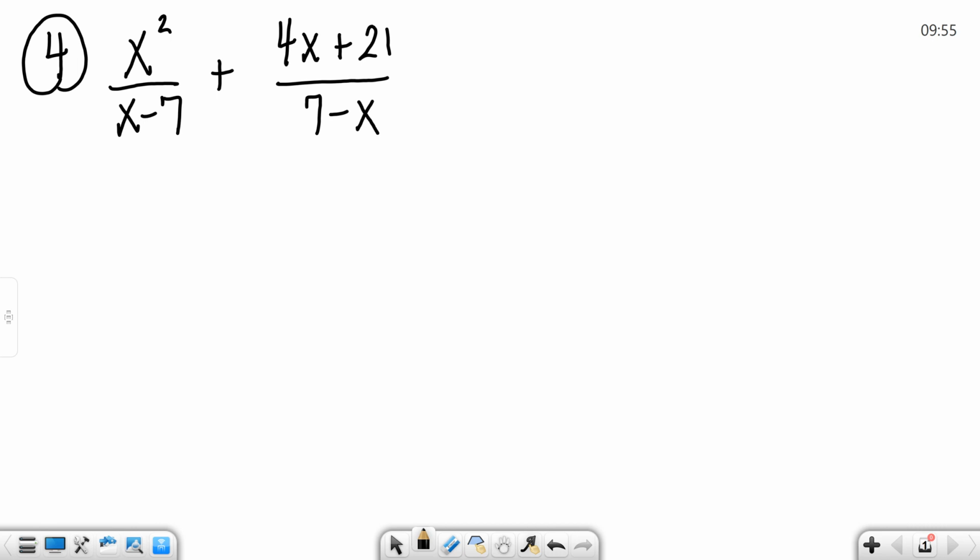Okay, so we're asked to add this time, but I have a slight problem. My denominators are not the same. They're close, but they're not exactly the same. So when we were factoring in chapter 6, we learned that if factors look really close to the same, but they're not exactly the same, I could factor out a negative 1.